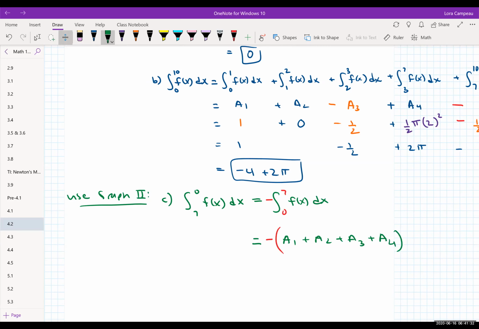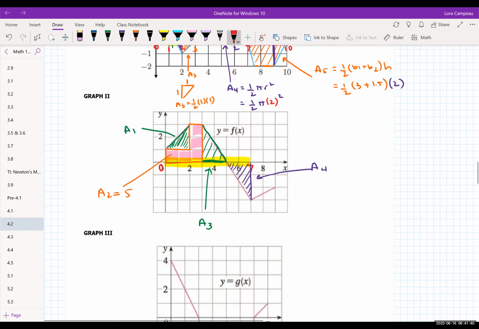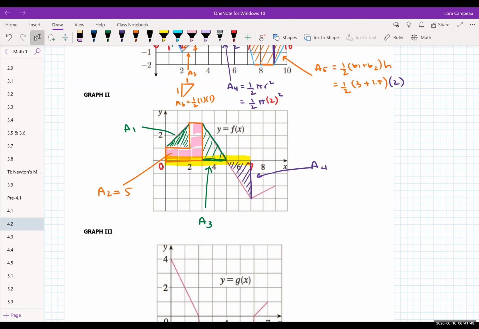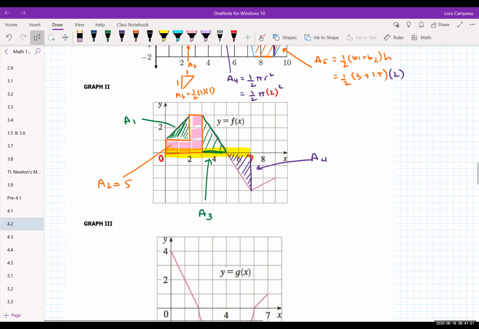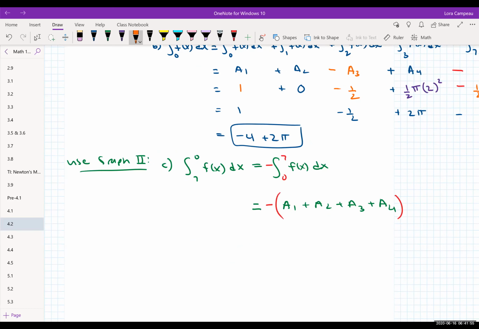Now, if I look a little closer, let's analyze this a little bit more. I have 4 different areas I'm dealing with. For sure, area 2, that's 5. So we're good to go on that. Let's put that into play. I'll put that right in there. So that's going to be a 5 right there.